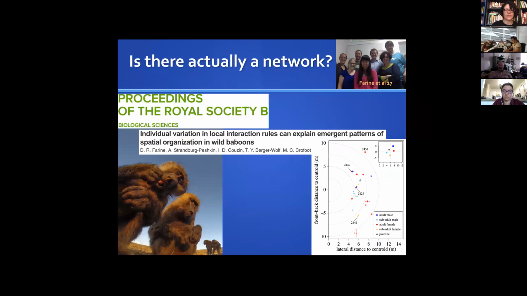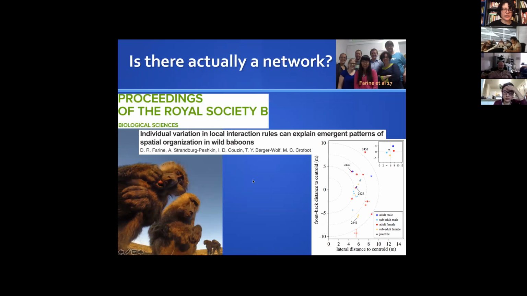And one of the first questions that we should really ask when we have data of social animals, including humans, is whether there is actually a network effect, or whether the question we're trying to answer really is not a network question. And so, back to our baboons that we tracked for a month.